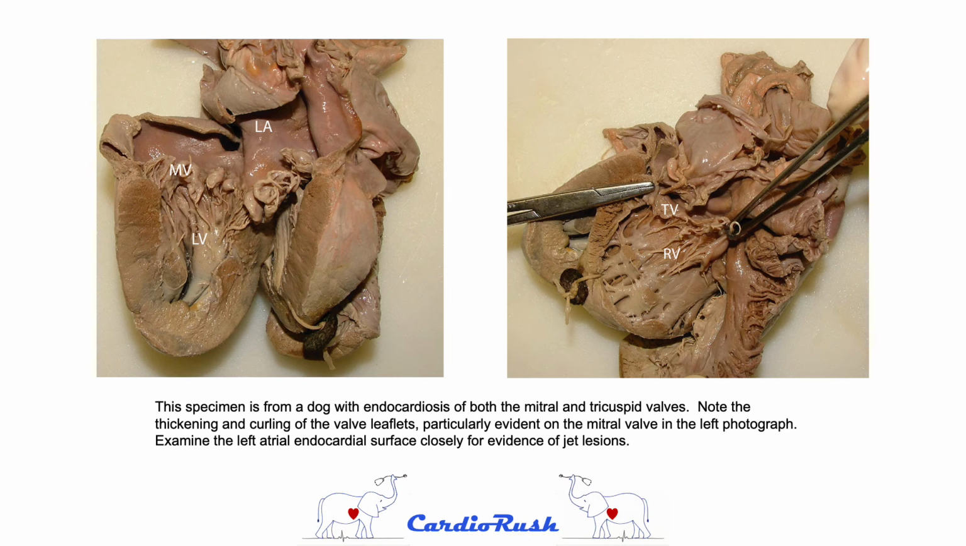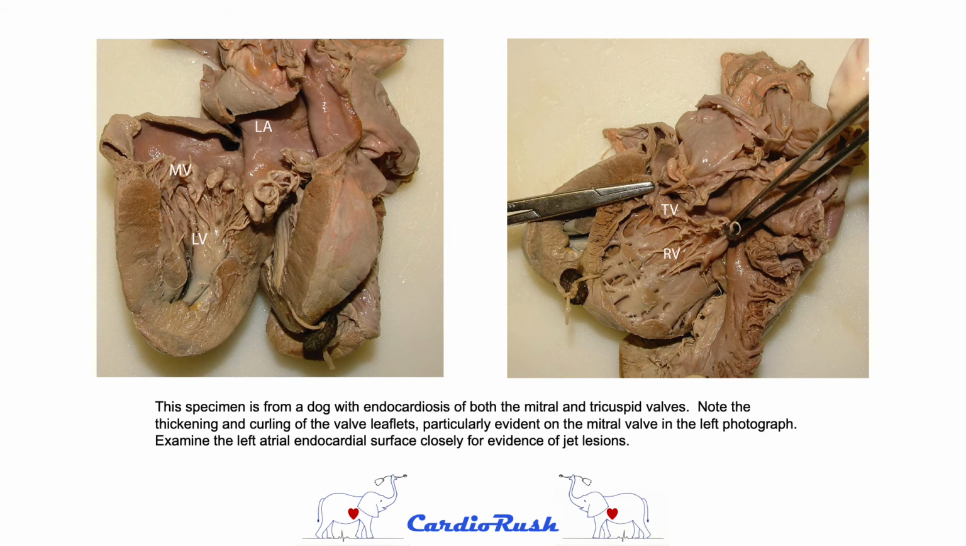This specimen is from a dog that had myxomatous mitral valve disease, or endocardiosis, of both the mitral valve and the tricuspid valve. The valve leaflets are thickened and curled and nodular. The left atrium is enlarged as a result of mitral regurgitation. Dogs also usually get left ventricular enlargement. The thickened mitral valve and mitral regurgitation result in a regurgitant quality murmur heard best at the left apex of the heart.